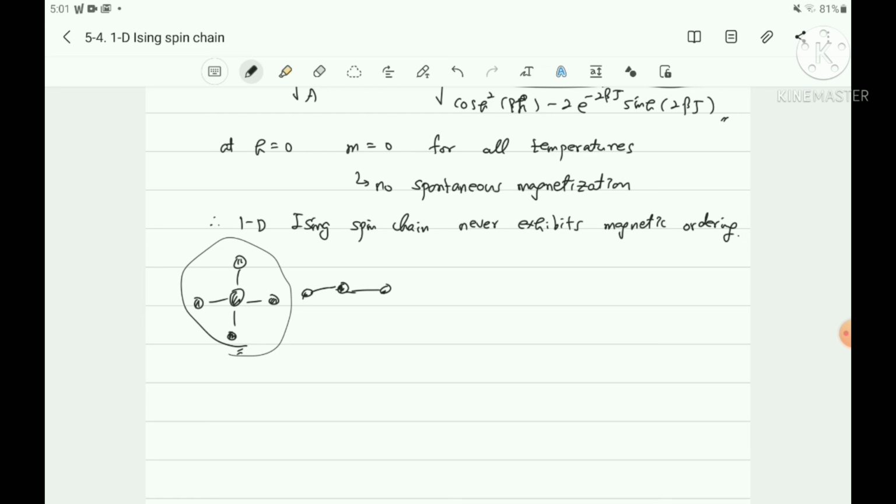Okay, until now we discussed the statistical interpretation of magnetic ordering, for which the Ising spin system has the exact solution, and this applies to magnetic materials. From the next class, I will deal with superconductivity.